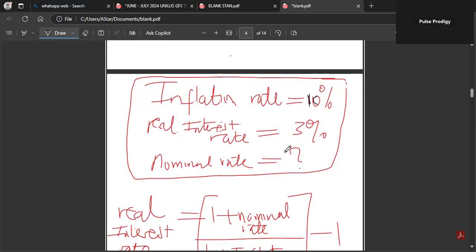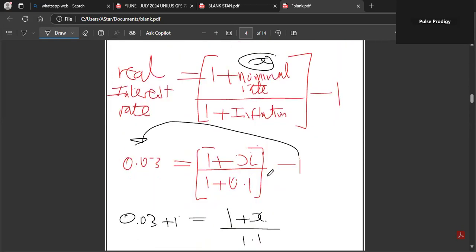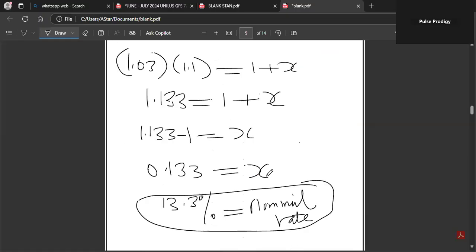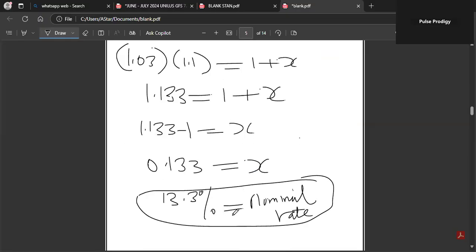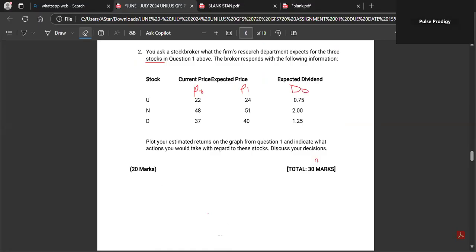Okay, and then the real interest rate was 3%. Nominal rate is what they wanted us to find. So we got the nominal rate was 13.3%. I'm sure that is clear so far, right? Unless there are questions before we switch to the other things. Are there some questions? Do you have questions here, or is it okay?